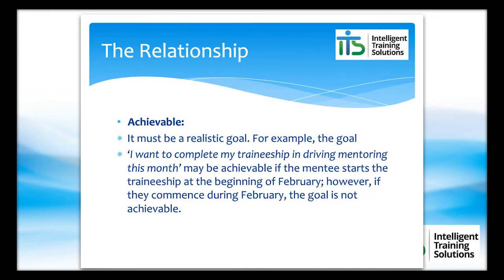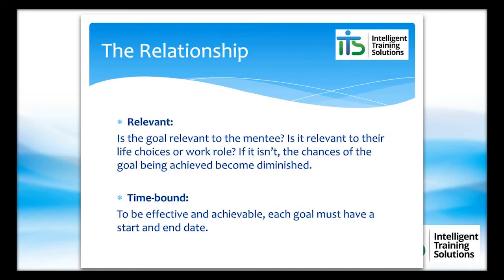And it needs to be achievable. So it must be a realistic goal. For example, the goal of I want to complete my traineeship in driving mentoring this month may be achievable if the mentee starts the traineeship at the beginning of February. However, if they commence during February, that goal is most likely not achievable.